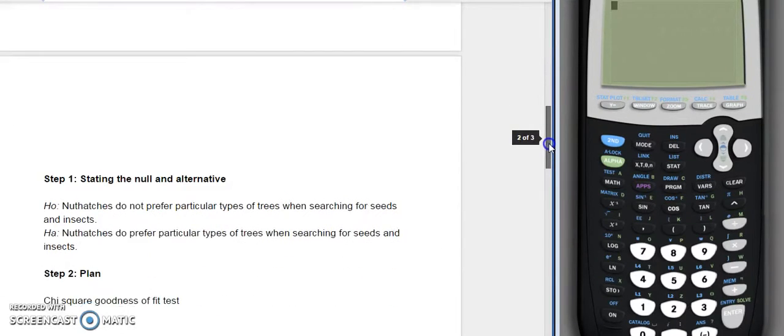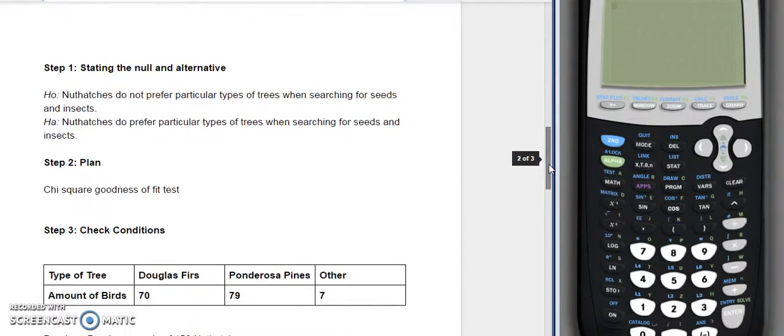To complete this problem, first we'll start by stating the null and alternative. The null is going to be: nuthatches do not prefer particular types of trees when searching for seeds and insects. The alternative is going to be: nuthatches do prefer particular types of trees when searching for seeds and insects. Step 2 is the plan. For this problem, we're going to complete the chi-square goodness of fit test.